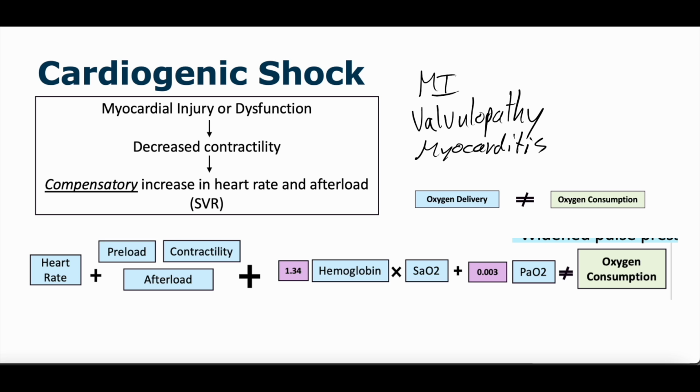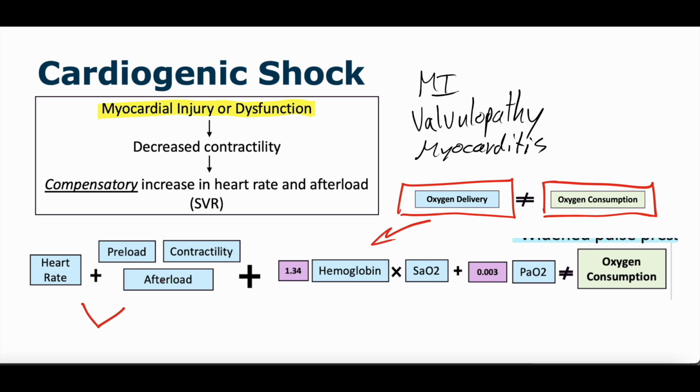So what is happening then, right? We have myocardial injury or dysfunction, and the pathophys in this equation, right, heart rate, preload, contractility, afterload, think about what is going to be affected here, right? Because in shock, oxygen delivery is not enough to keep up with oxygen consumption. And then we know oxygen delivery is proportional to these things. Preload, contractility, and afterload together make up stroke volume. So heart rate and stroke volume are cardiac output. And then hemoglobin, oxygen saturation, and dissolved oxygen together are the arterial oxygen content. So what is deranged in cardiogenic shock?